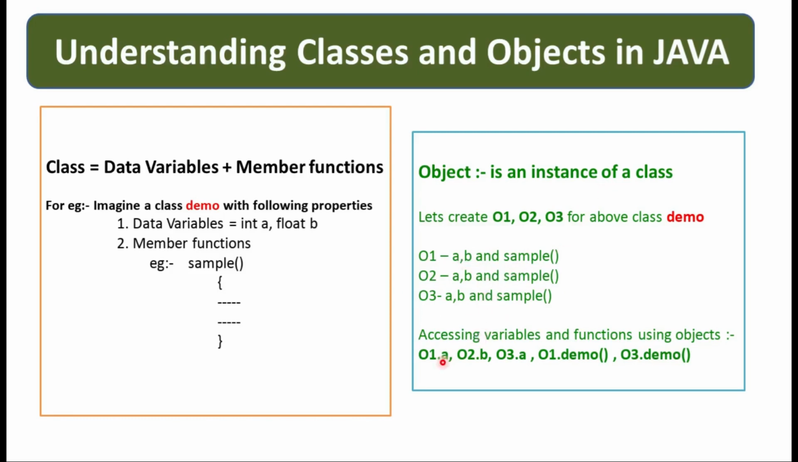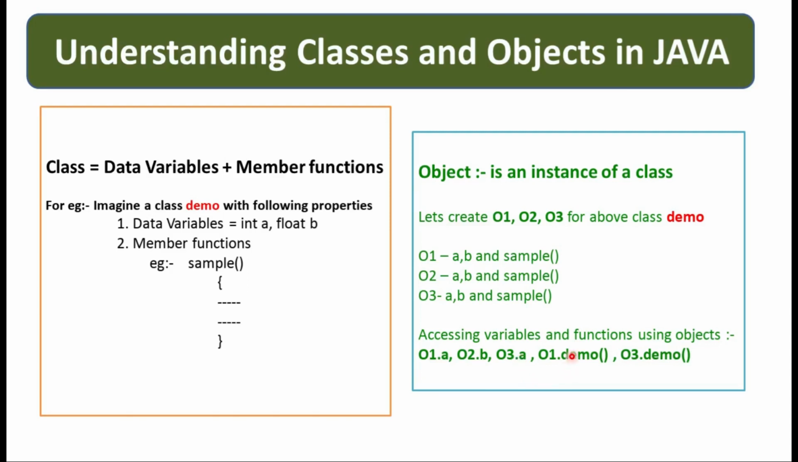Accessing the properties is done using the dot operator. Here I am highlighting, you see. For example, if I wanted to access the variable A using O1, then I should use a dot operator like this: O1 dot A. In the same way, O2 dot B, meaning that I am accessing B of object 2. O3 dot A, I am accessing A of object 3.